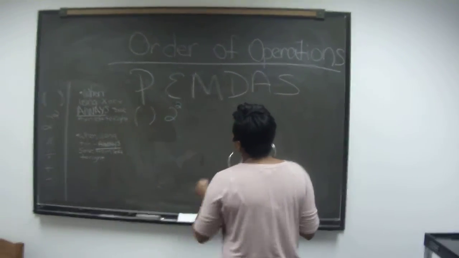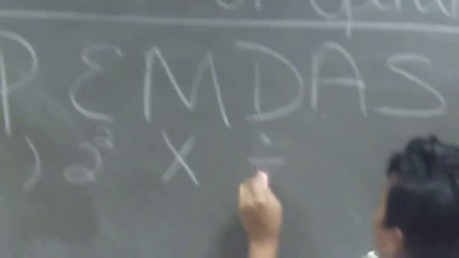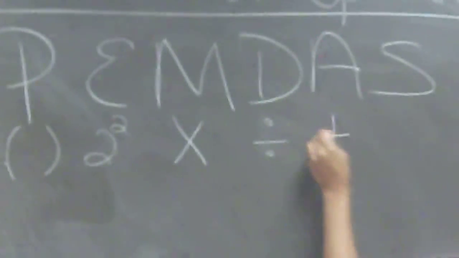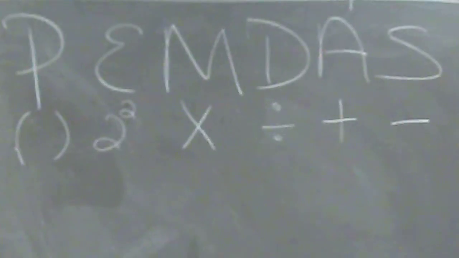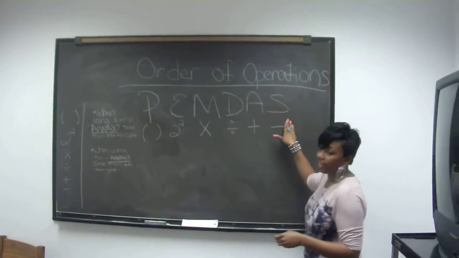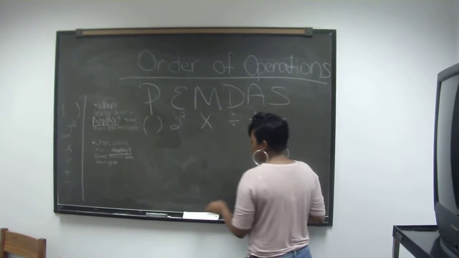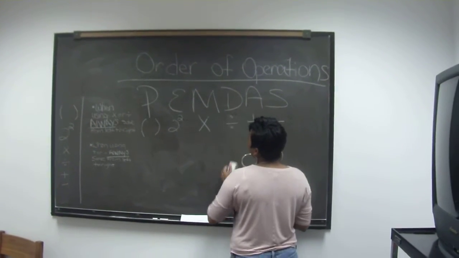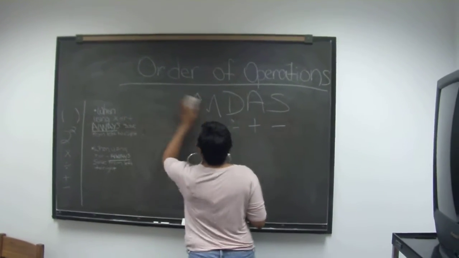The M stands for multiplication. The D stands for division. The A stands for addition. And the S stands for subtraction. This is Please Excuse My Dear Aunt Sally. Okay, class? So first I'm going to show you all an example of order of operations.